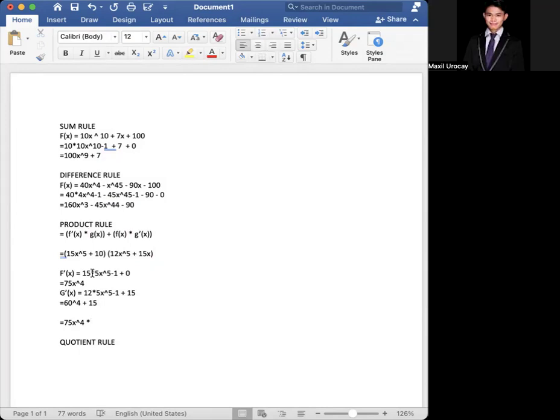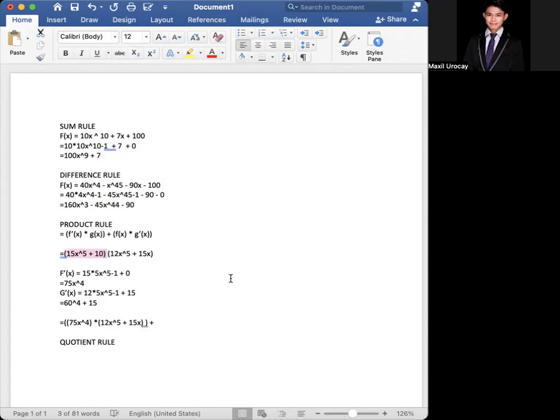What is the g of x value? That is this one, 12x. So we put that in, this is the value of your g of x, and that is actually inside the parentheses as well. And plus, your plus right now is the f of x, and your f of x is this one.